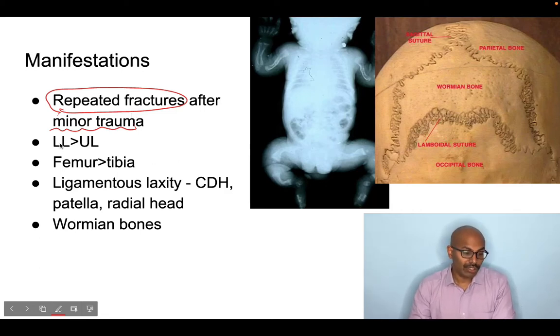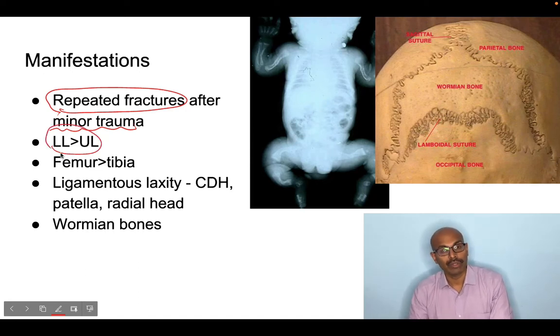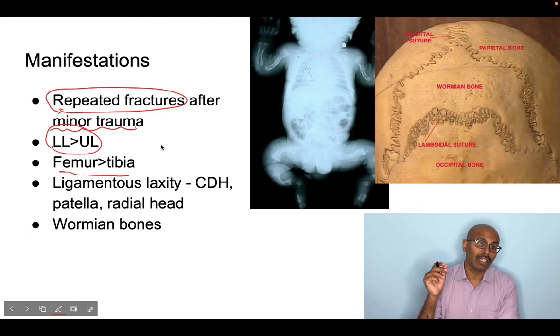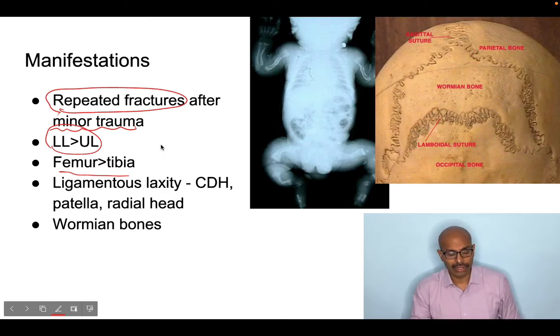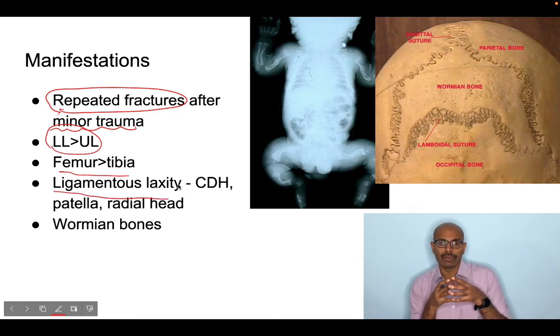The lower limb is far more commonly involved than the upper limb because it is a weight-bearing portion. In the lower limb, the femur is much more commonly involved than the tibia. And all other bones in the body can be involved, including the humerus, forearm, and the skull. But among all these, the lower limb is the more common one, and the femur is the more common among the lower limb bones. And because the ligaments are also involved, you can have ligamentous laxity as well.